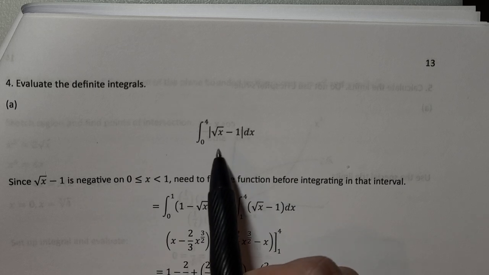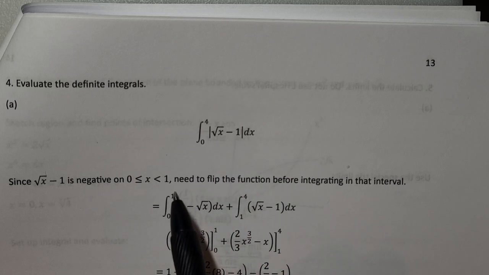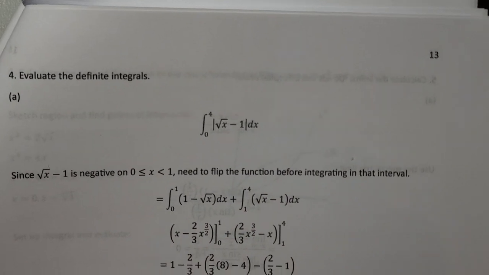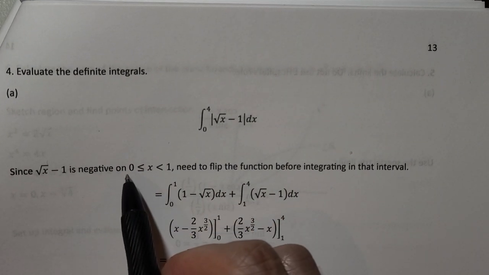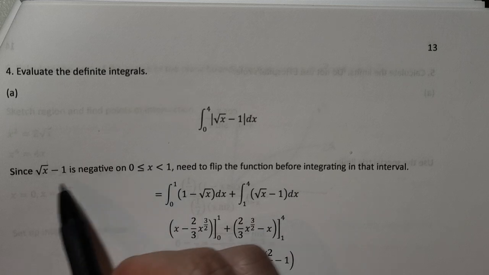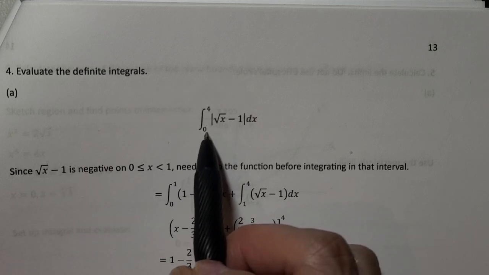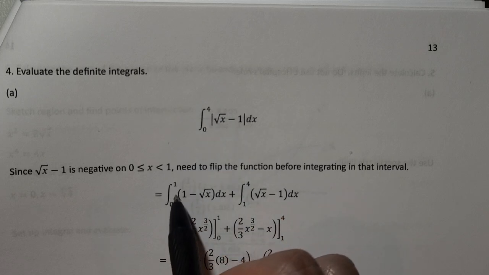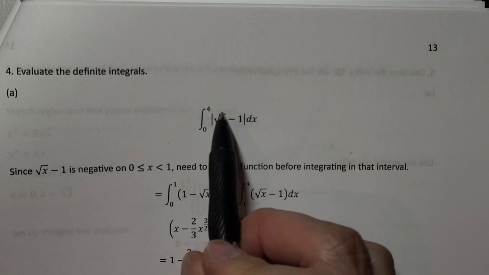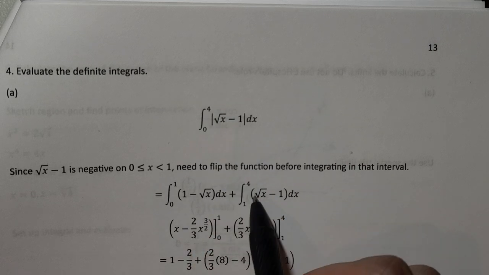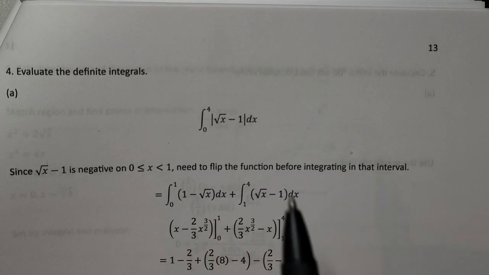Remember, if the function is negative, it's below the x-axis, which means negative area, but we want the absolute value. So we have to flip it to make it positive. Because we found out that it's negative between 0 and 1, within this limit of integration, from 0 to 1 we take the negative of the function, 1 minus square root x. And from 1 to 4 onward, it's always positive, so we just take it as is.